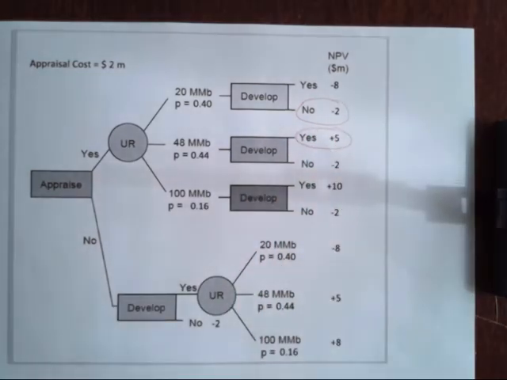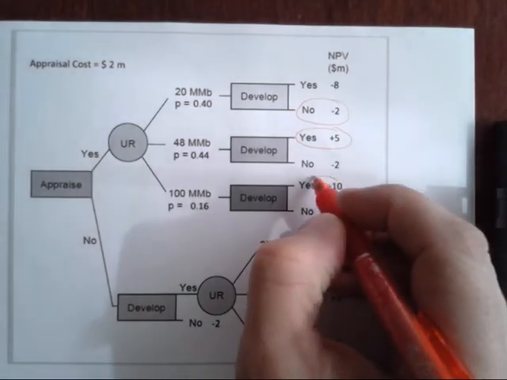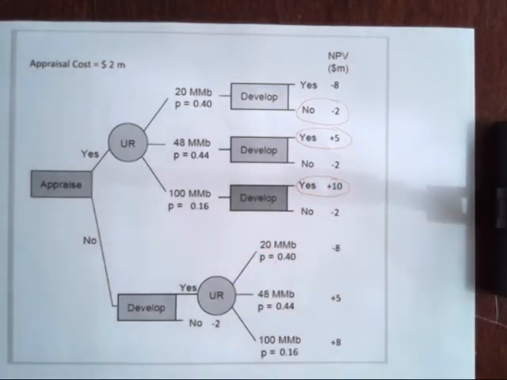In the third case, this is if we're really lucky here. We do our appraisal. We investigate further into our reservoir. In this case, we find that we actually have 100 million barrels. In that case, again, if we build the appropriate facility, we'll make $10 million, and if we don't do anything with it, we'll lose 2. So again, the decision in this case is to take the $10 million.